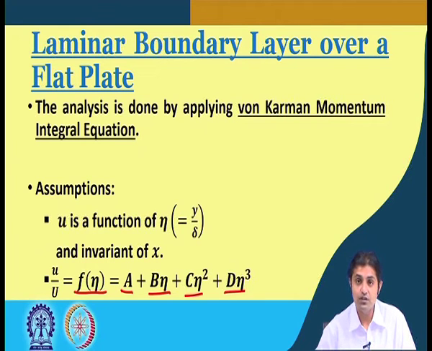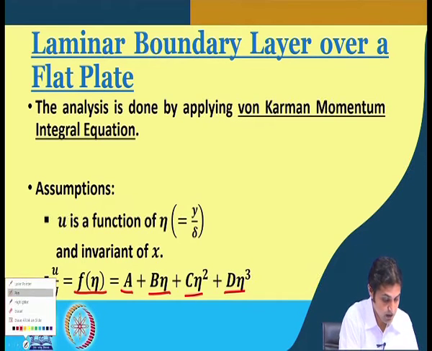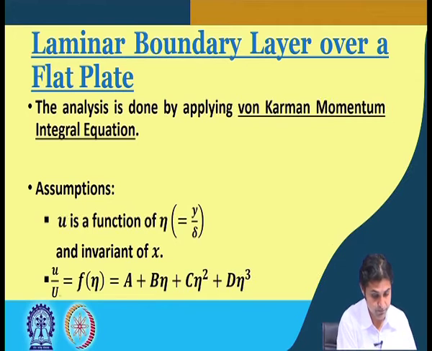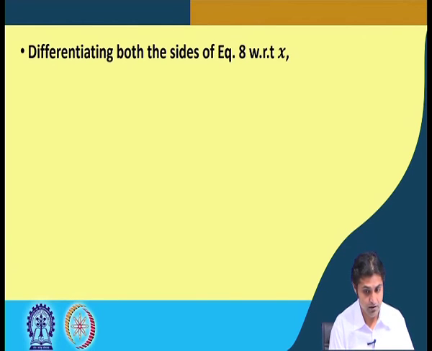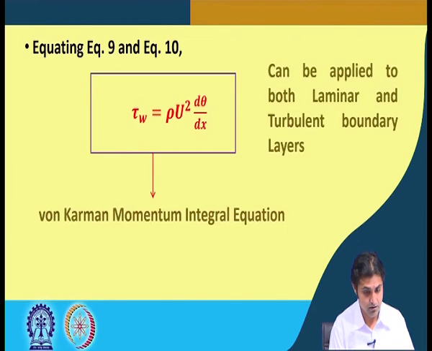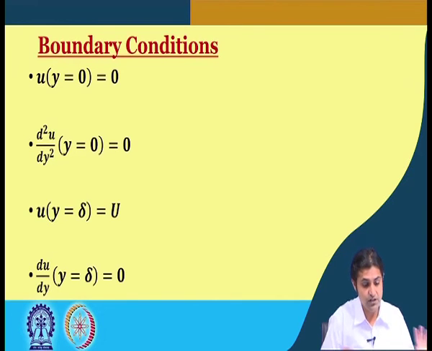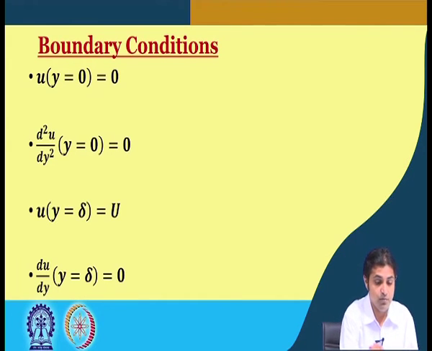But fortunately we know that while deriving those equations, the von Karman momentum integral equation, we had 4 boundary conditions, if you remember. I will just briefly take you and show that. So what were those boundary conditions? Very simple boundary conditions. So these were the 4 boundary conditions.